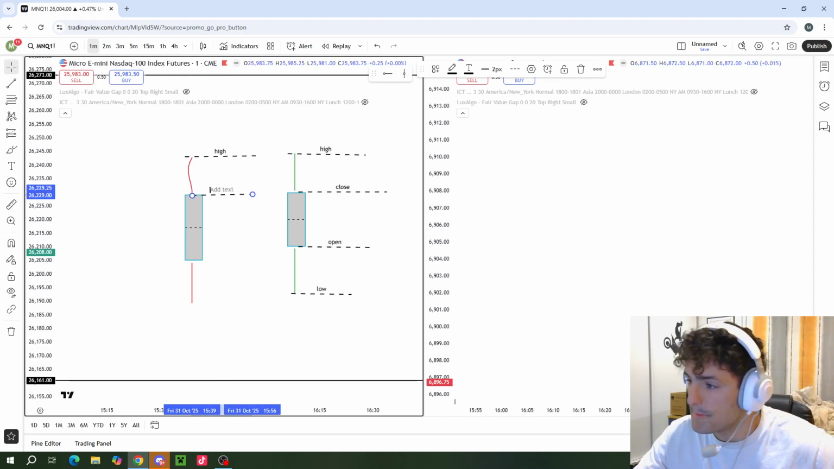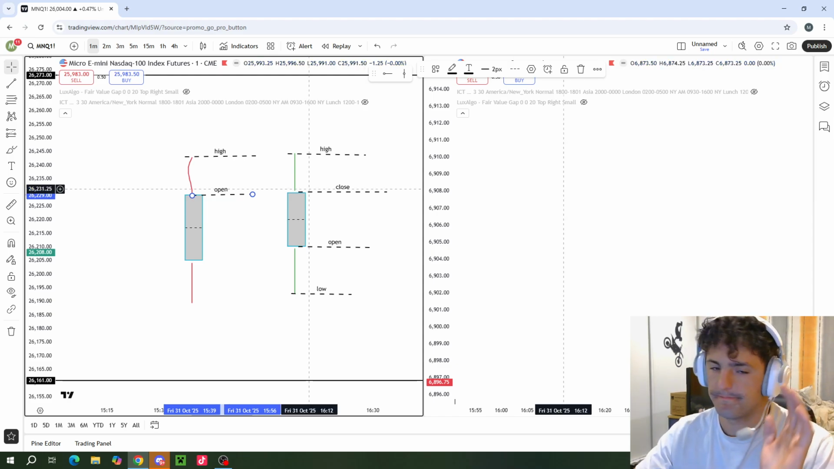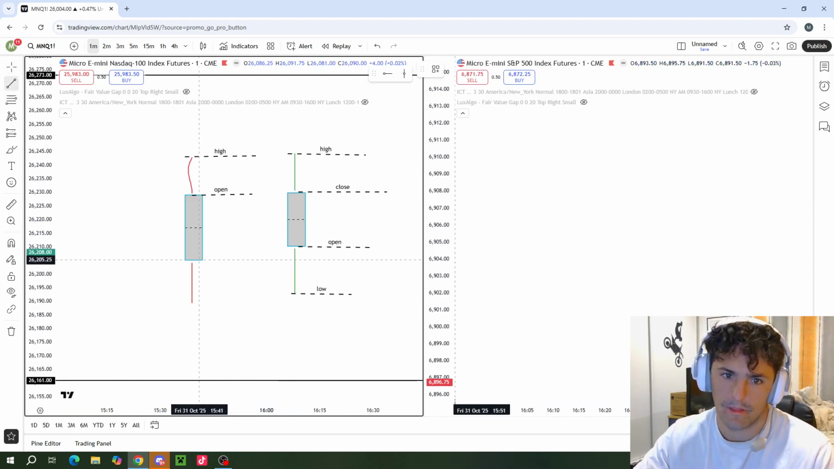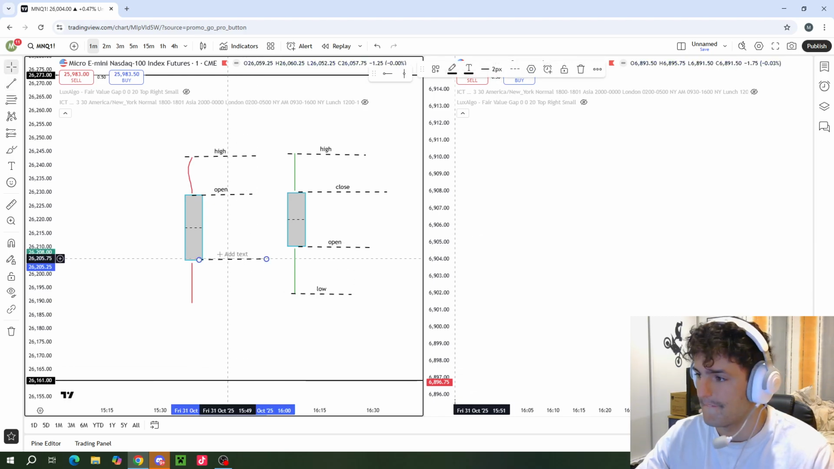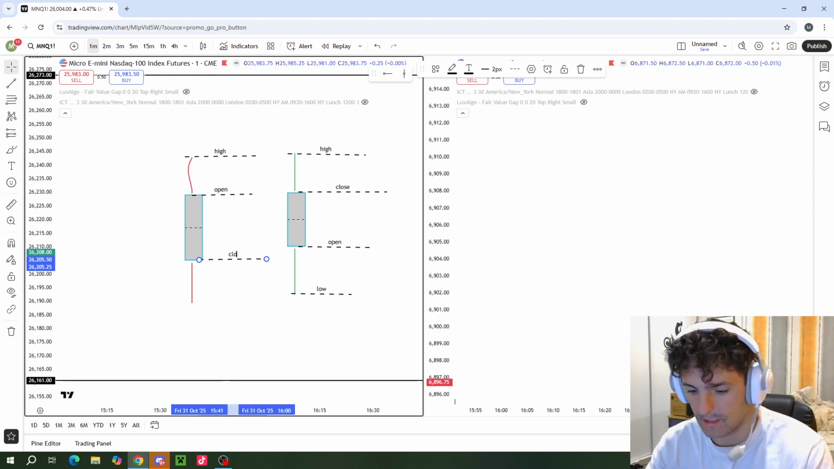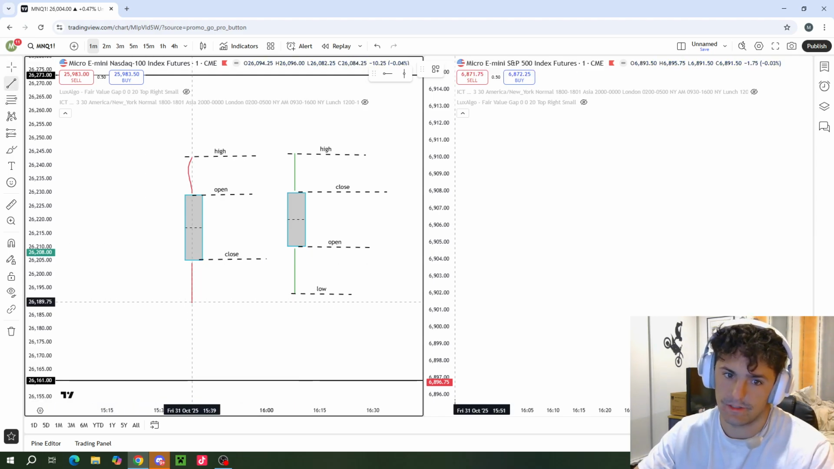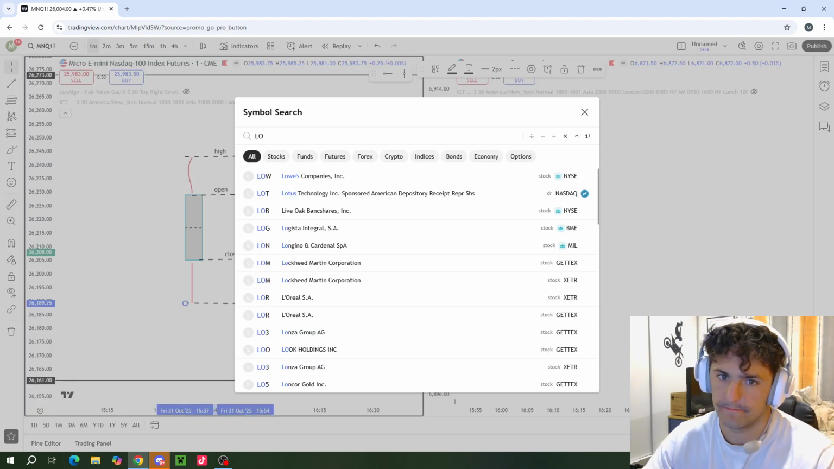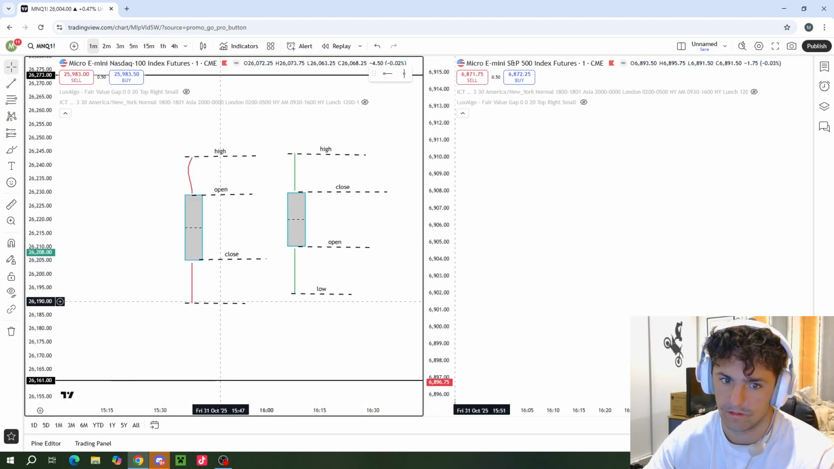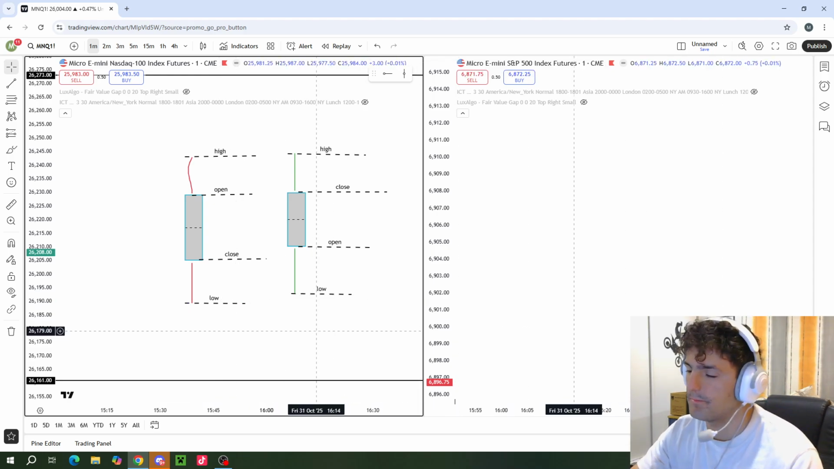This is the open, okay? This is the open of the candle. Boom. This is what? Yep, you're right. The close of the candle. And this, we should know this by now. This is the low of the candle.